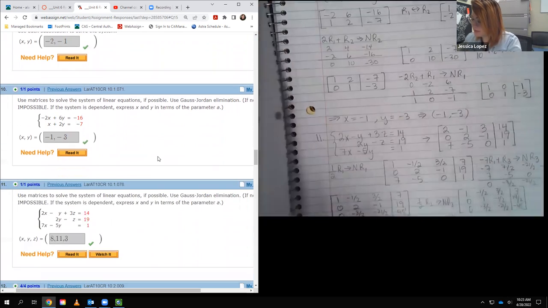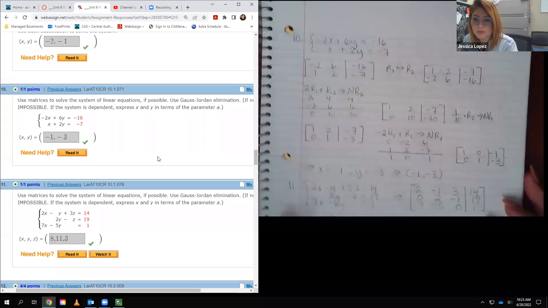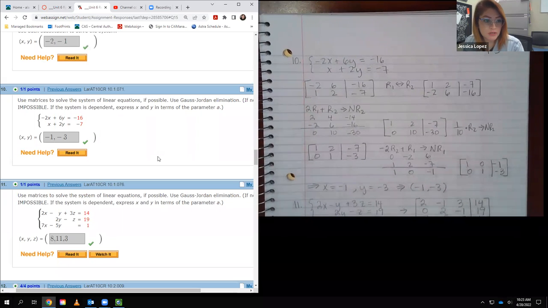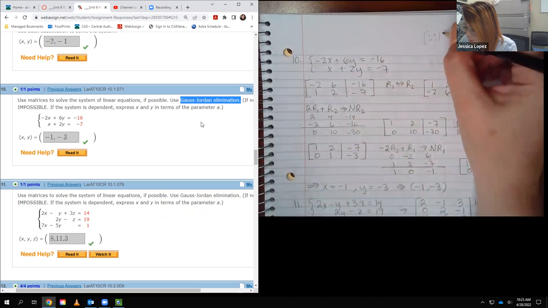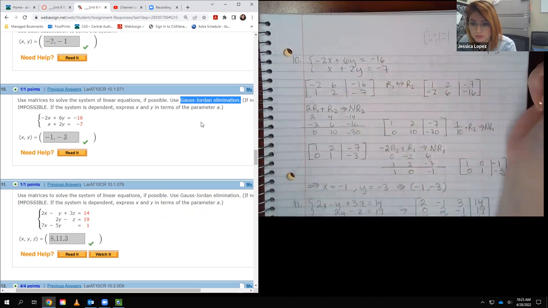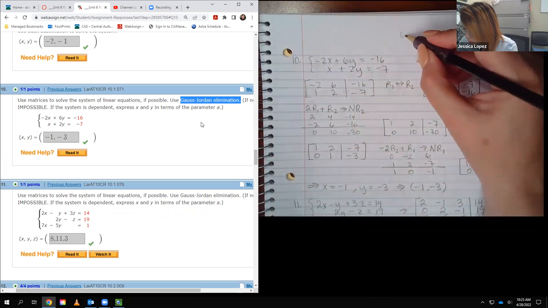Now for number 10. For number 10, we have this one here, and it says to solve the system using Gauss-Jordan elimination. So for Gauss-Jordan elimination, the goal is to set it up and then to make the left-hand side of the bar look like the identity matrix. The identity matrix being one, zero, zero, one. And then whatever's over here will happen to be your solutions. Okay, so this is the goal.